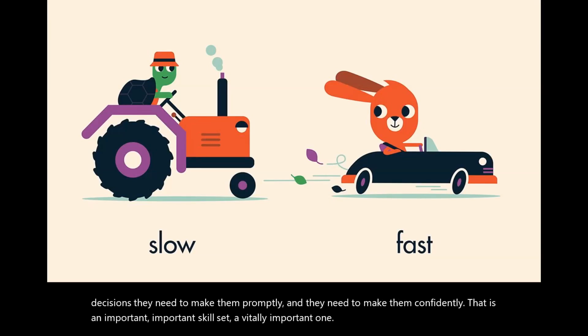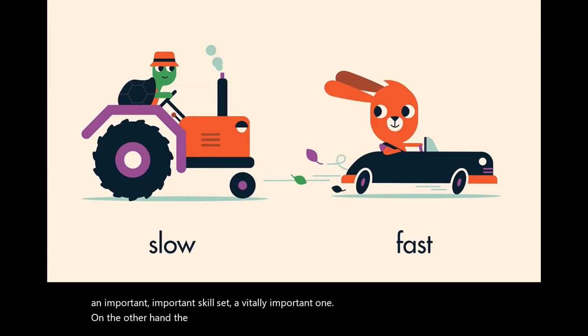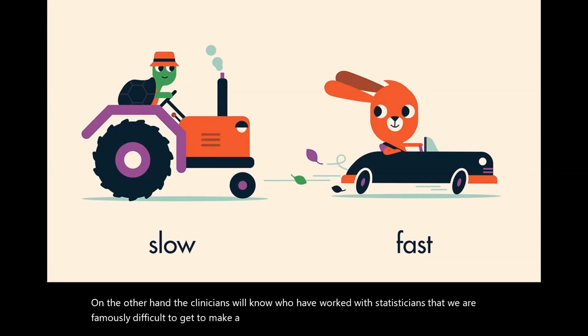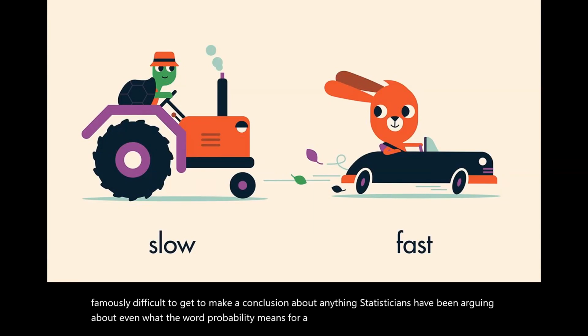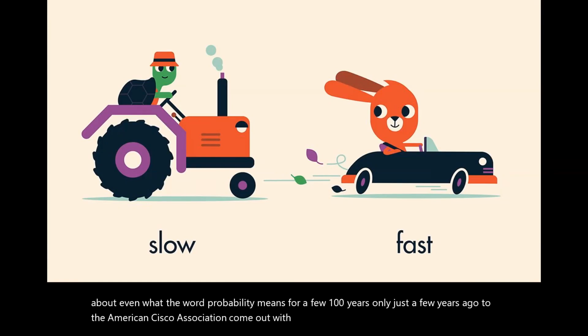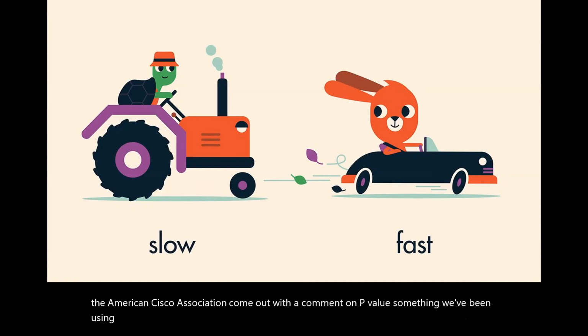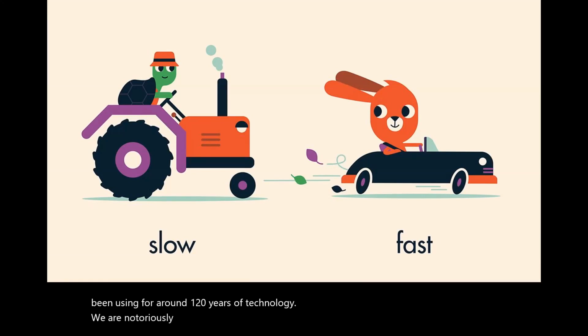On the other hand, the clinicians who have worked with statisticians will know that we are famously difficult to get to make a conclusion about anything. Statisticians have been arguing about even what the word probability means for a few hundred years. Only just a few years ago did the American Statistical Association come out with a comment on p-values, something we've been using for around 120 years of technology. We are notoriously bad at making quick, prompt decisions.